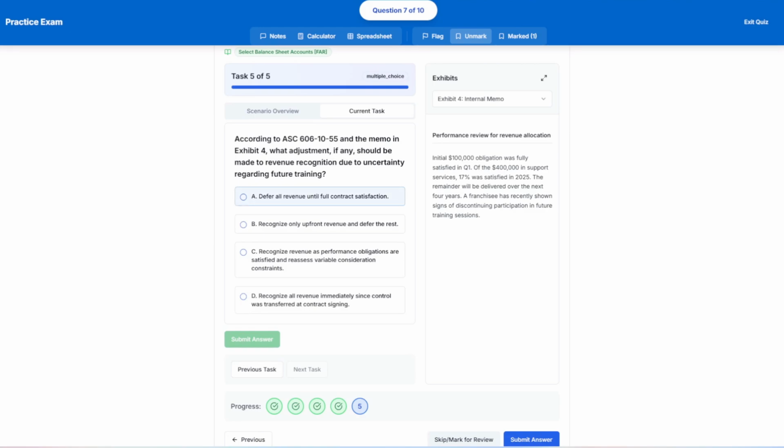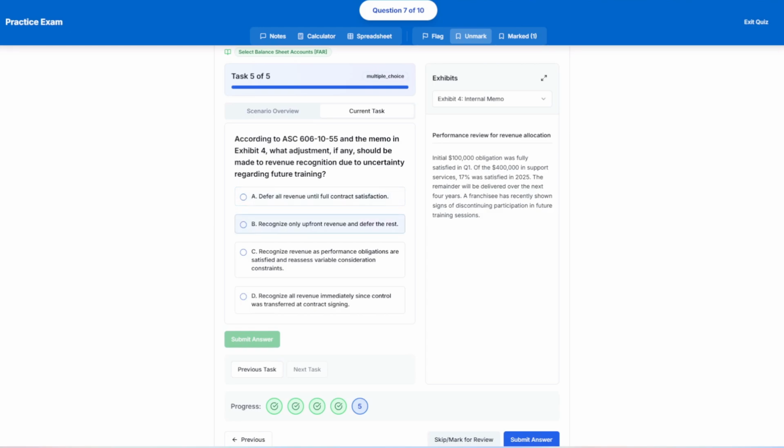Option A says, defer all revenue until the contract is complete. That might feel cautious, but it's too extreme. We've already delivered some services like the onboarding and part of the training, and under ASC 606, we have to recognize revenue as performance obligations are satisfied. So this one's overly conservative and non-compliant.